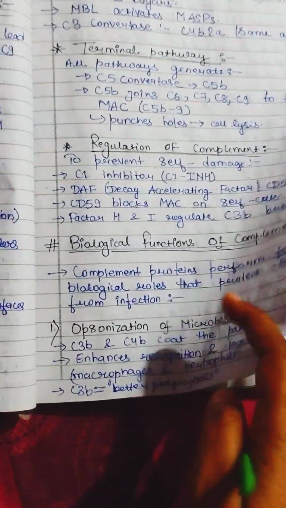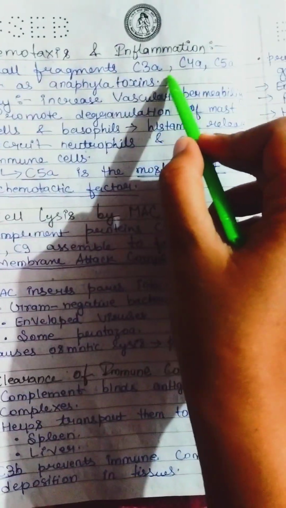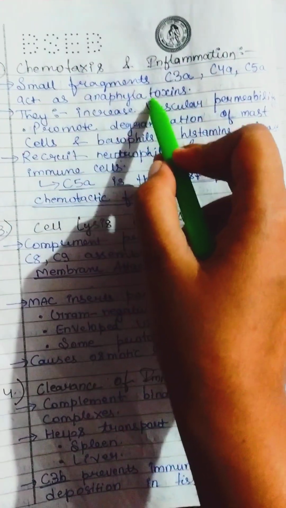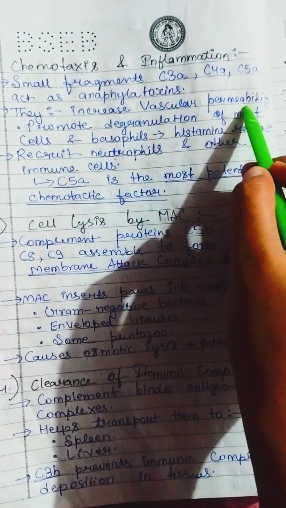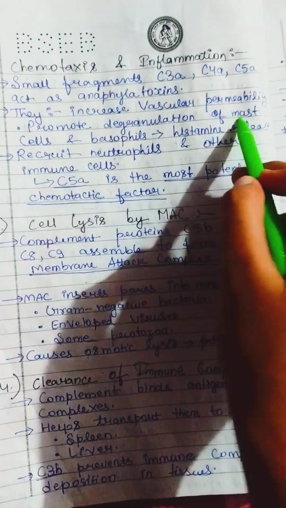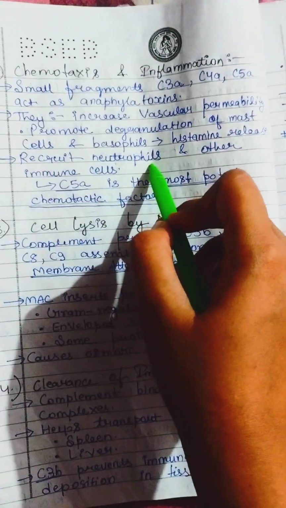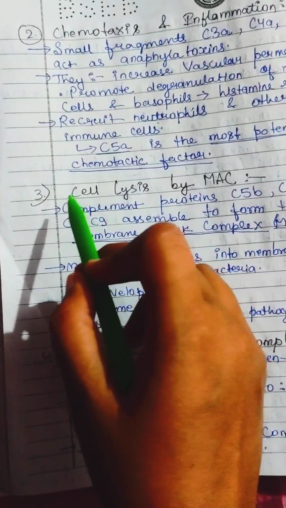And second is chemotaxis and inflammation. Small fragments C3a, C4a, and C5a act as anaphylatoxins. They increase vascular permeability, promote degranulation of mast cells, basophils, and histamine release, and recruit neutrophils and other immune cells. C5a is the most potent chemotactic factor. Third is cell lysis by MAC.